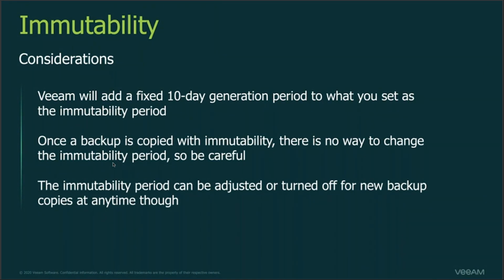Once it's copied with immutability, there's no way to change that immutability period, meaning you can't lower it, but you can extend it or adjust it for any new backup copies. I just want to highlight that. You can't make it shorter for anything that's already copied up there, but you can lower it for anything new, or you can extend it for anything that's up there. So it's a good point to hit on. And I just want to wrap it up on this slide, for me at least.